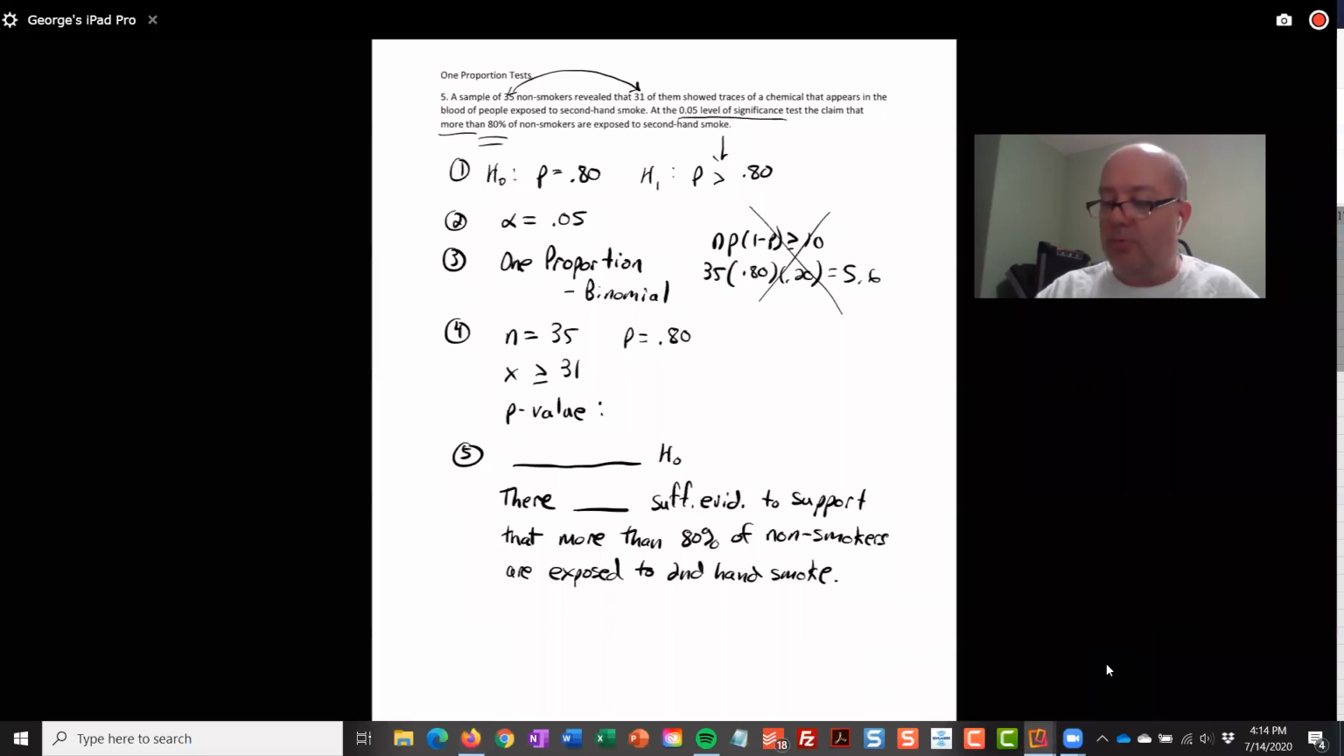So again, the p-value 0.1435, that is not smaller than 0.05. That means that we failed to reject H0, and that means there is not sufficient evidence to support that more than 80% of non-smokers are exposed to secondhand smoke. Let's try another one.